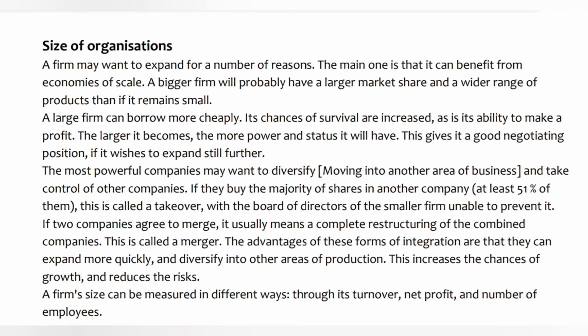If two companies agree to merge, it usually means a complete restructuring of the combined companies. This is called a merger. The advantages of these forms of integration are that they can expand more quickly and diversify into other areas of production. This increases the chances of growth and reduces the risks. A firm's size can be measured in different ways, through its turnover, net profit, and number of employees.